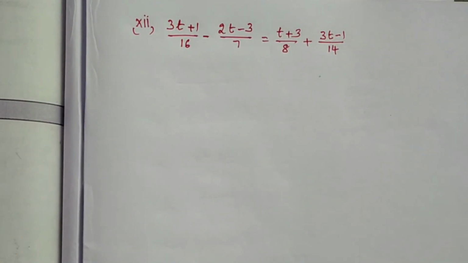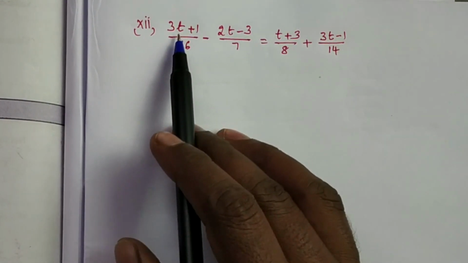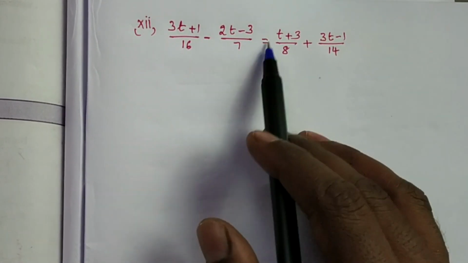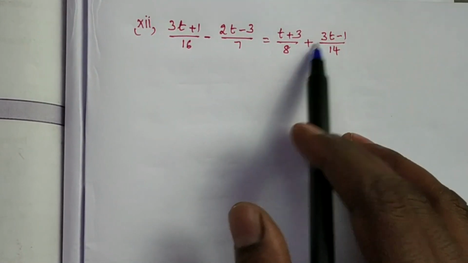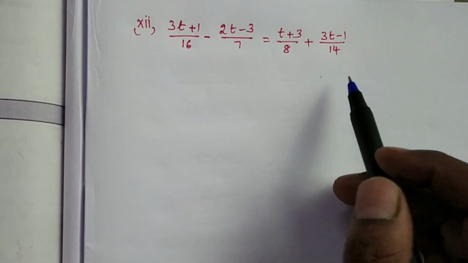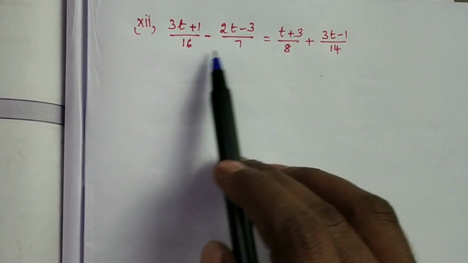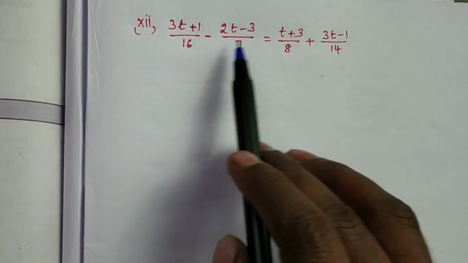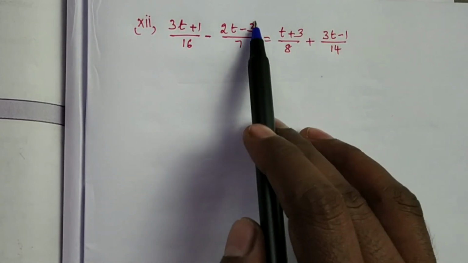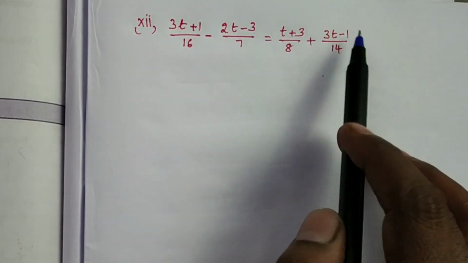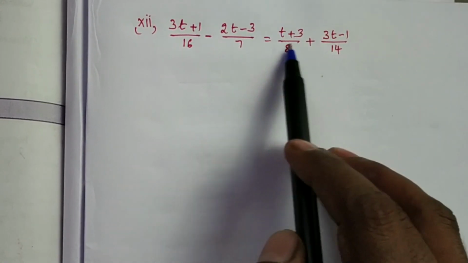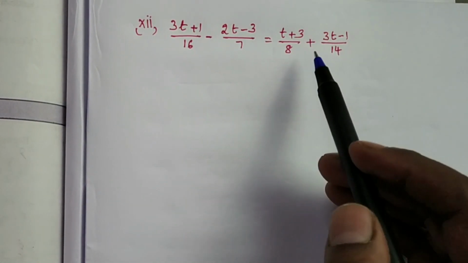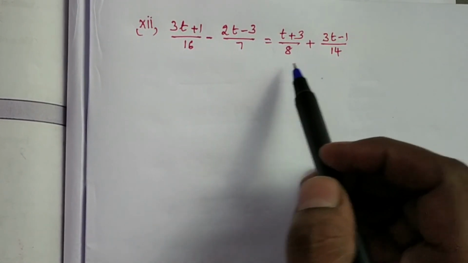In the first question, the last problem, that is the 12th one, that is 3t plus 1 by 16 minus 2t minus 3 by 7 is equals to t plus 3 by 8 plus 3t minus 1 by 14. Observe the denominators here. 8 is a factor of 16, 7 is a factor of 14. So this term send right hand side and this term send left hand side to get the answer easily.